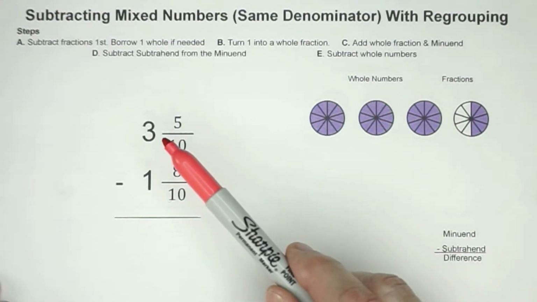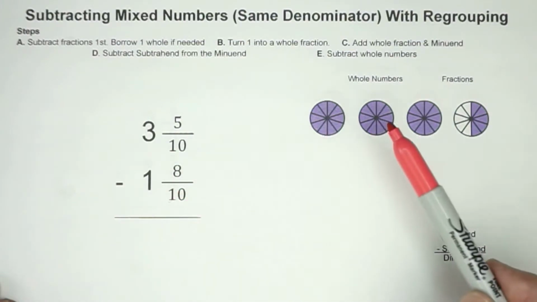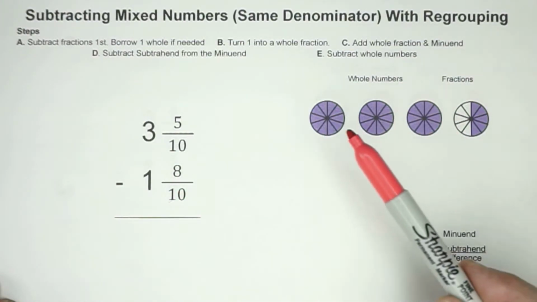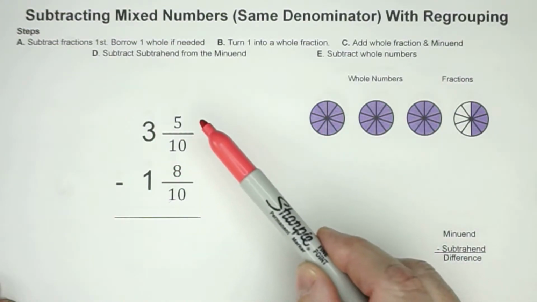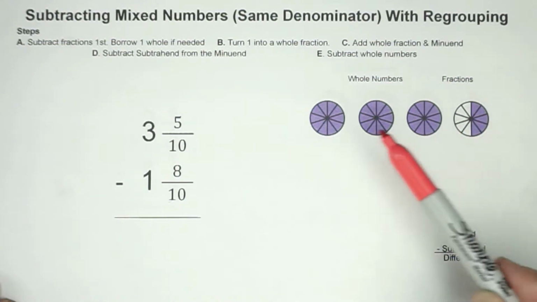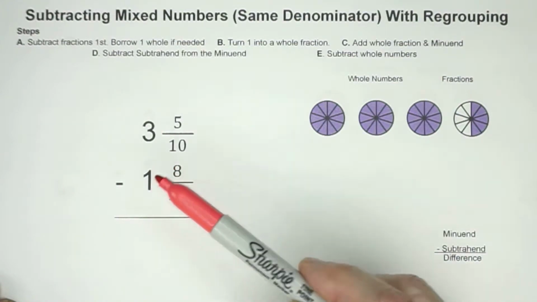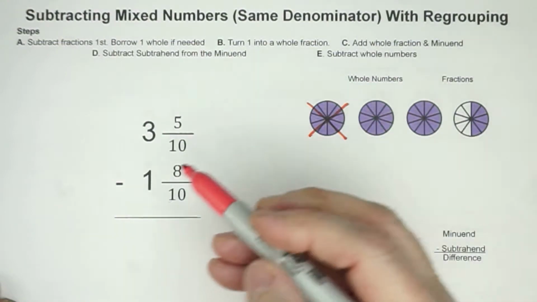Okay, so 3 and 5/10 minus 1 and 8/10. Let me just show you, if you had models, how you would solve that. So the 3 would be 1, 2, 3 wholes. And then the 5/10 would be here, 1, 2, 3, 4, 5. And these are your 5/10 here. So if we had to take away one whole, it would look like that.